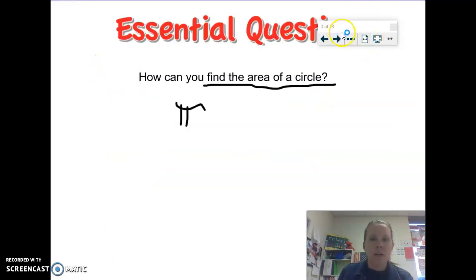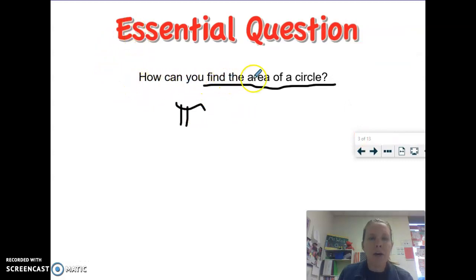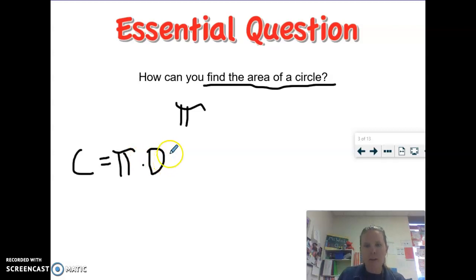So your essential question right here is: how can you find the area of a circle? Remember when we talked about the circumference of a circle, you had a formula that went like this: circumference equals pi times diameter. Or you could have used 2 times pi times radius.